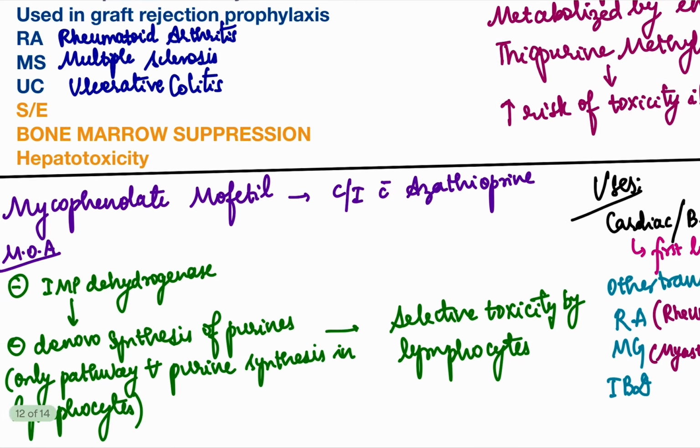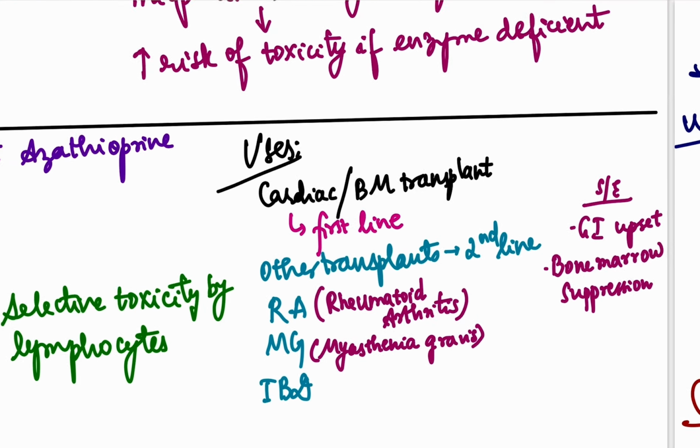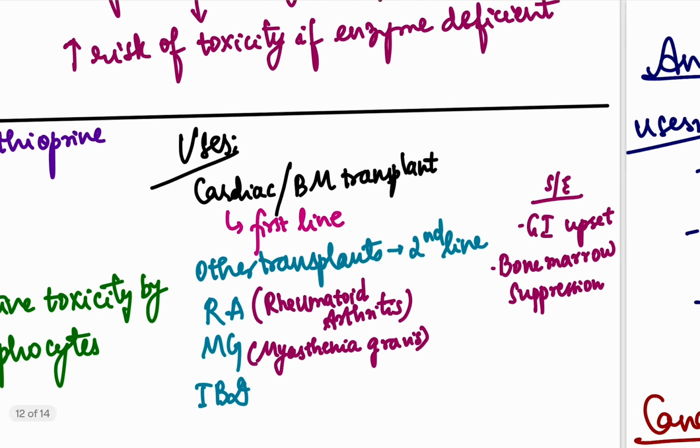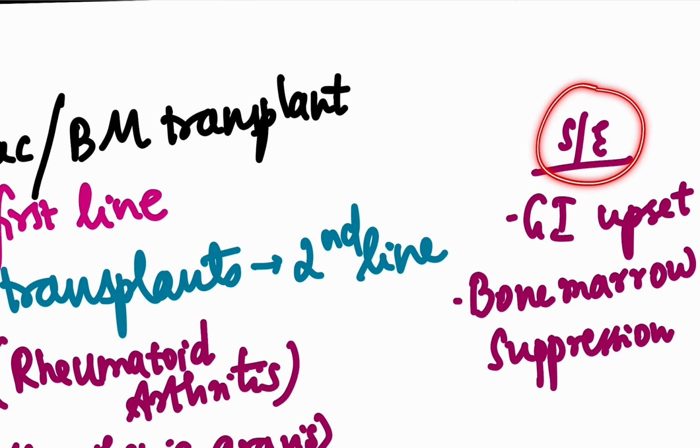Where is mycophenolate mofetil used? It is used in cardiac transplant and in bone marrow transplant patients as a first-line drug. For other transplants, mycophenolate mofetil is a second-line drug. It is also used in rheumatoid arthritis, myasthenia gravis, and inflammatory bowel disease. The side effects are GI upset and bone marrow suppression.